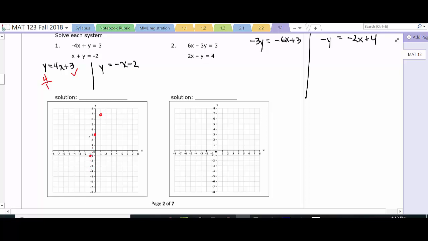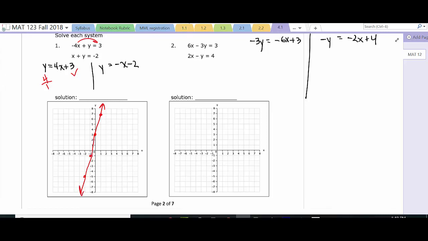Isn't it negative? Well, what I did is I moved that over the other side. So what I'm doing is I'm adding 4x to both sides. Okay, so that would be what your first line looks like.